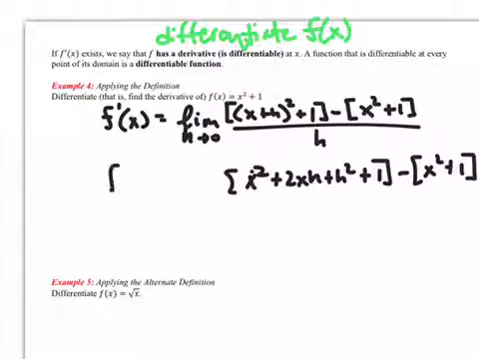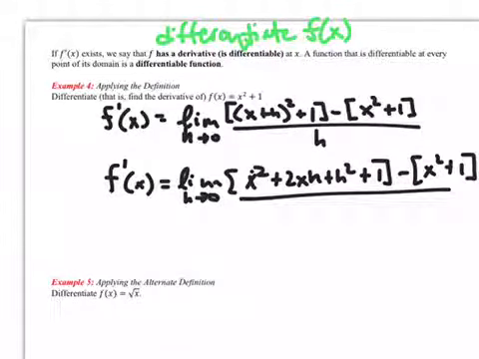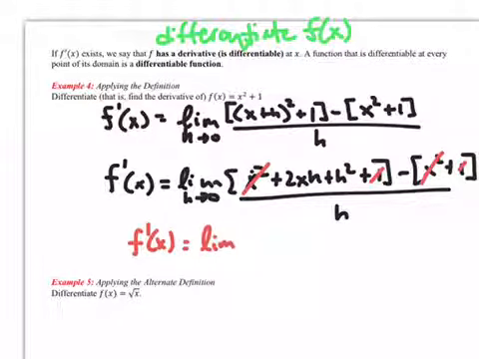So f prime of x, or the derivative of f of x, will be the limit as h goes to 0 of the following. Alright, so we're going to get some cancellations here. Okay, so f prime of x will be the limit as h goes to 0.